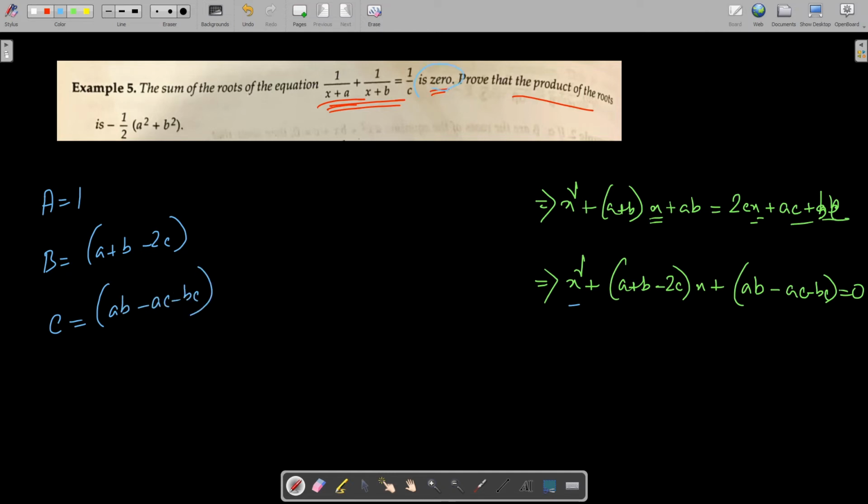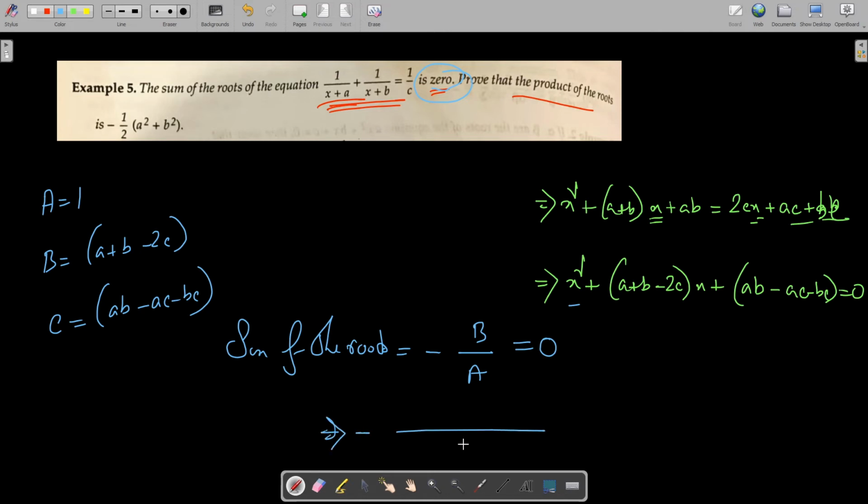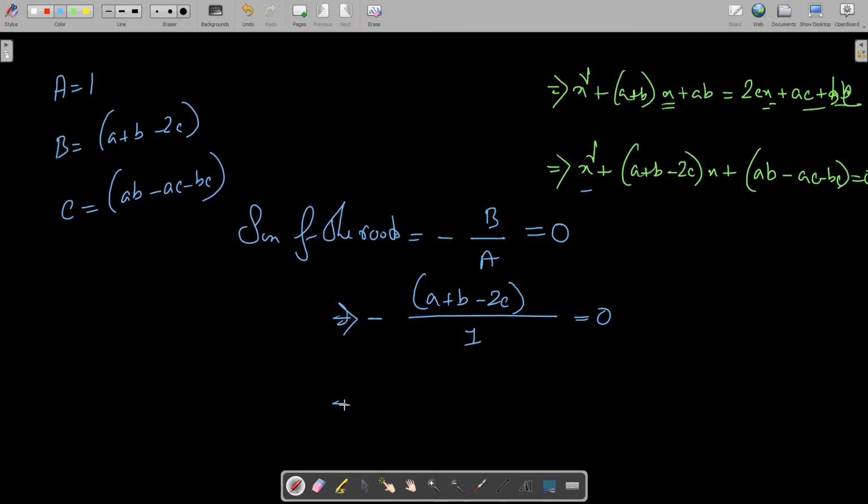It says the sum of the roots is 0. Okay, what do we know? What's the sum of the roots? We know that the sum of the roots of a quadratic equation is equal to minus B by A. I'm writing capital letters so that we don't get confused with this a and b. Which is given equal to 0. Now let's put the values over here. A we have as 1, B we have as a plus b minus 2c, which is equal to 0. Now if I write it over here, this minus will become plus, 1 goes that side, it's 0. So we got a plus b minus 2c equals to 0.